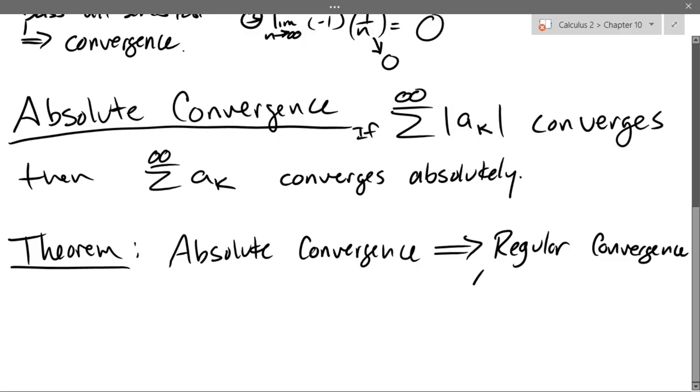And regular convergence is sometimes called conditional. I don't really like the word conditional because it implies there's some other condition that has to be met, but it just means convergence. And you don't really need the word regular, but that's just the convergence that we were talking about before.